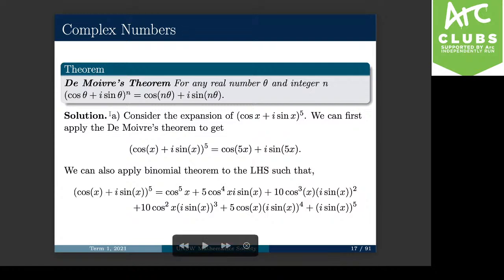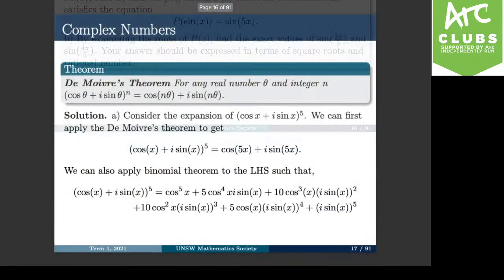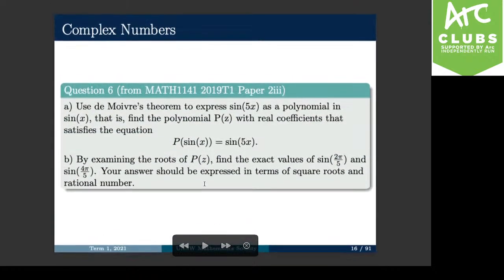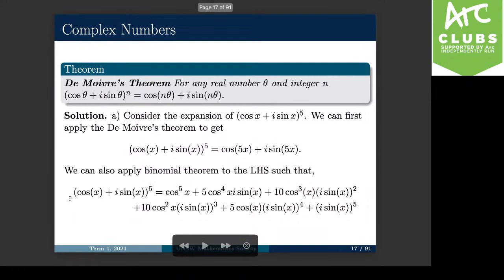This is a 1141 question, and it's from the complex number section, because 1131 and 1141 are overlapping anyway. We can also apply the binomial theorem to the left-hand side to express sine 5x in terms of sine x. So we expand the whole thing using Pascal's triangle and the binomial theorem, and then you get this whole bunch of stuff.